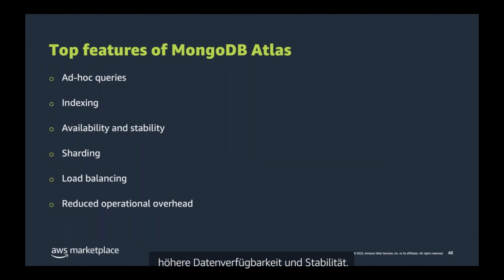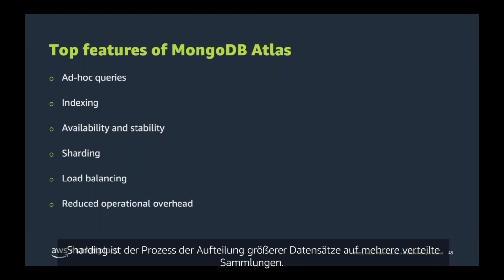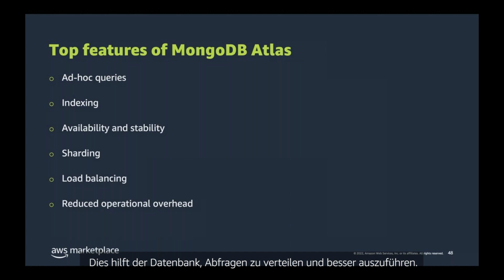4, sharding. Sharding is the process of splitting larger data sets across multiple distributed collections. This helps the database distribute and better execute queries. Sharding in MongoDB allows for much greater horizontal scalability.